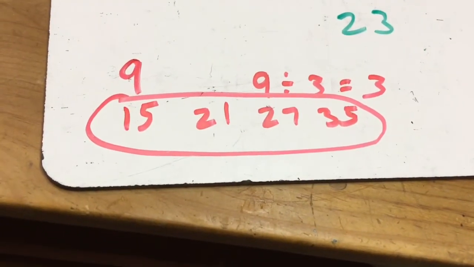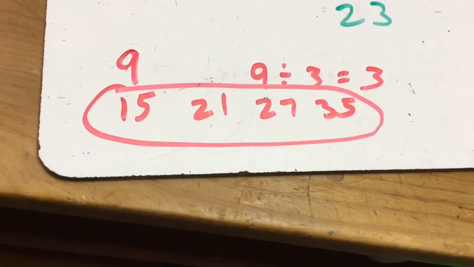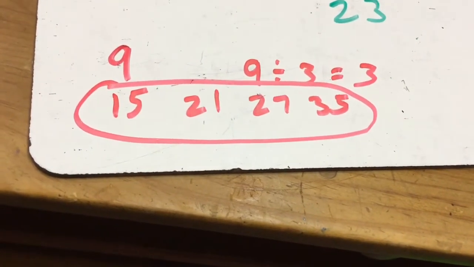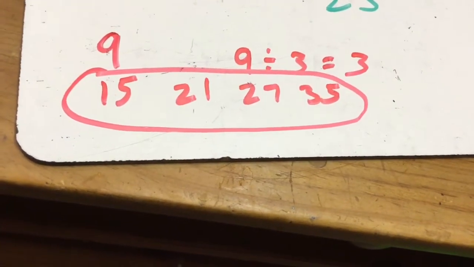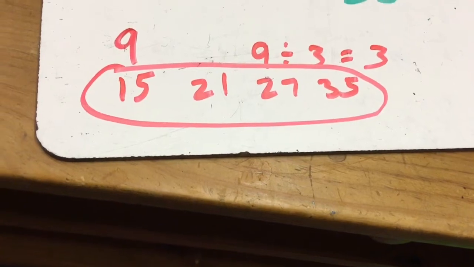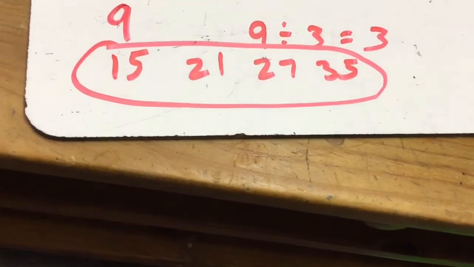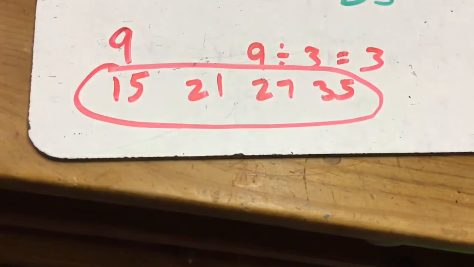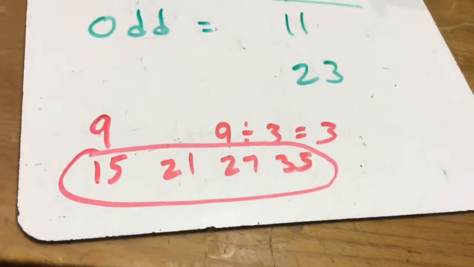Because I can divide 15 by 5 and 3. I can divide 21 by 3 and 7. I can divide 27 by 3 and 9. I can divide 35 by 5 and 7, not just 1 and 35. So don't just think because it's odd, it is prime. If it's prime, it's odd, but if it's odd, it might not be prime.